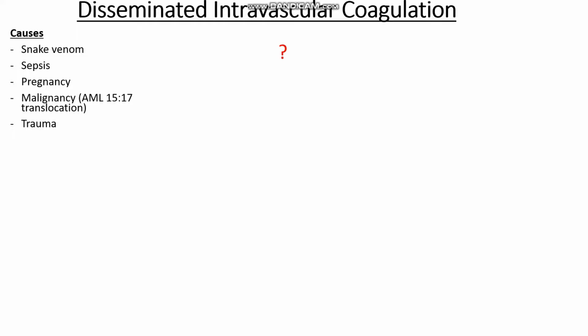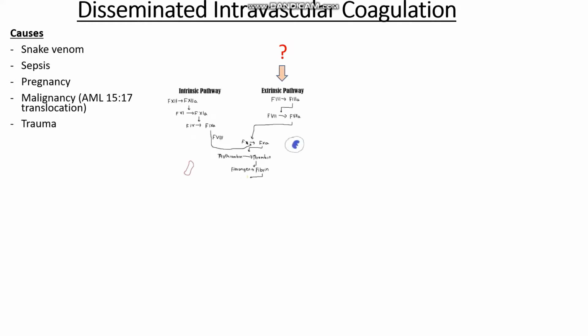Okay, and a good acronym to remember this is snake spit poisons many times. So snake for snake venom, spit for sepsis, poison for pregnancy, many for malignancy, and times for trauma. And we know that this process actually goes on to activate our clotting cascade inappropriately by activating factor 7A. So factor 7 and factor 3A is activated in an inappropriate manner, and therefore this kickstarts the clotting cascade.